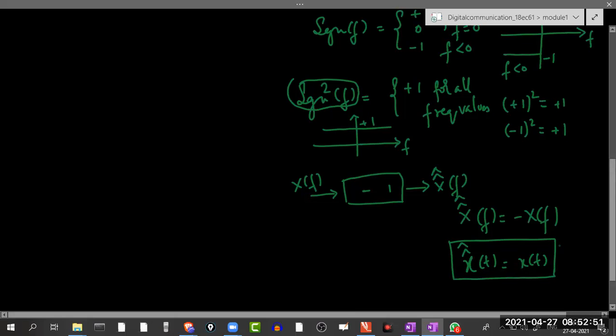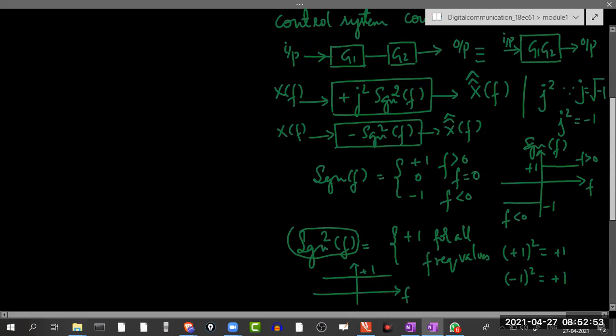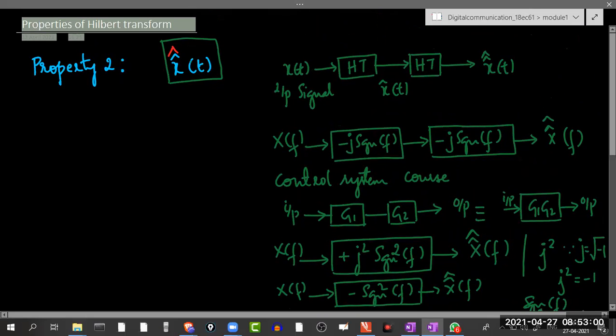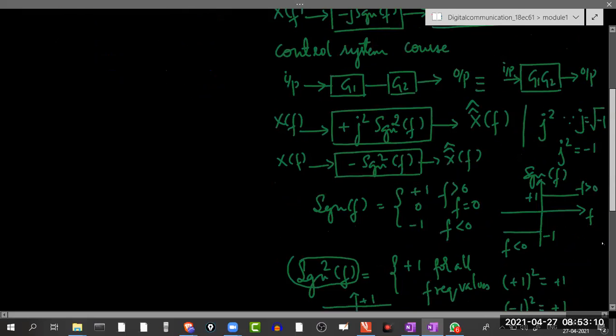So this is the general case. This is the general case. So this is how we can prove the second property of Hilbert transform, which says that the Hilbert transform of a Hilbert transform is as good as negative x of t. So let's take an example and try to prove this.